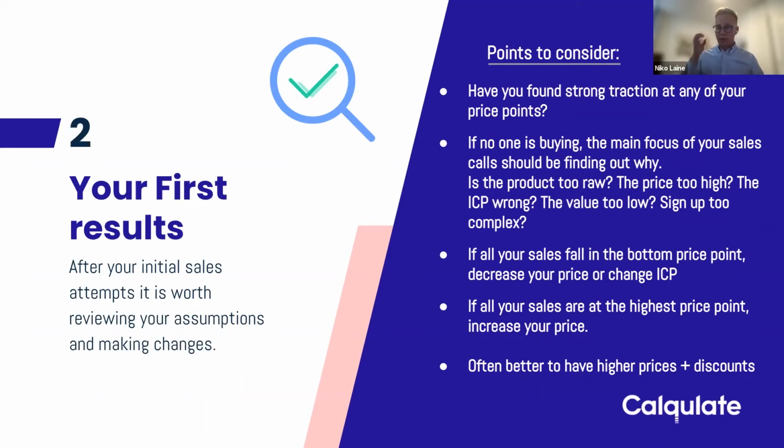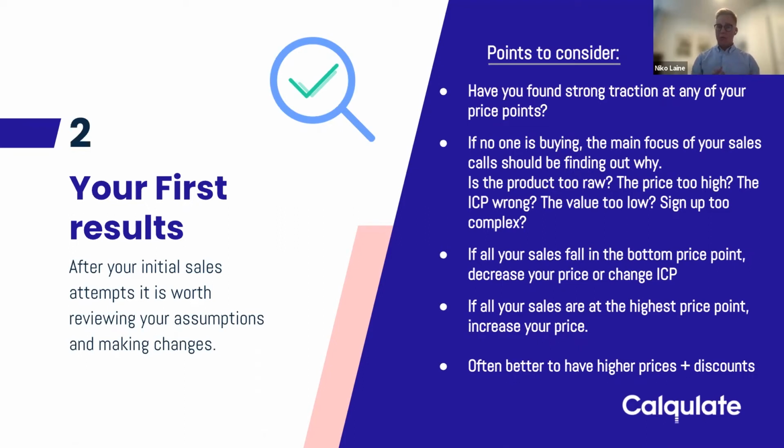And here are two scenarios that we often see. Sometimes most of your sales actually happen at your lowest price point. And if this happens, you probably need to decrease your prices overall and then build an upselling path from a lower price point so that you can convert customers at a later stage and build a net revenue retention which is more than 100%. Or then you might need to change your ICP as well. You might be selling to the wrong customers.